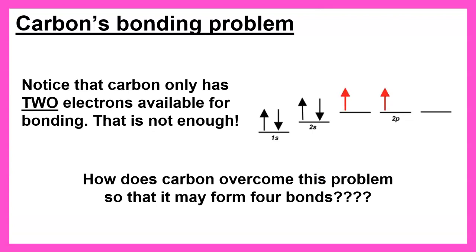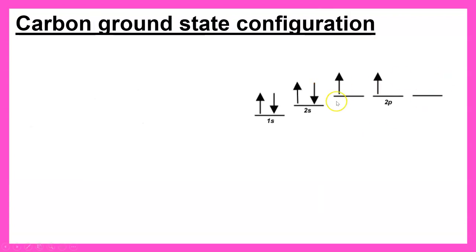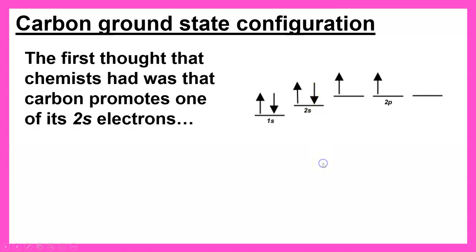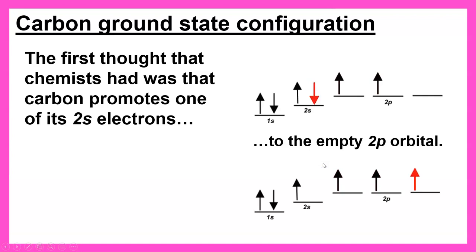So how is carbon going to fix this problem? Well, their first guess was maybe they take this 2s electron and it somehow gets boosted up to the other energy level. Now I would have 4 unpaired electrons, which seems pretty good. But there's a problem here as well.